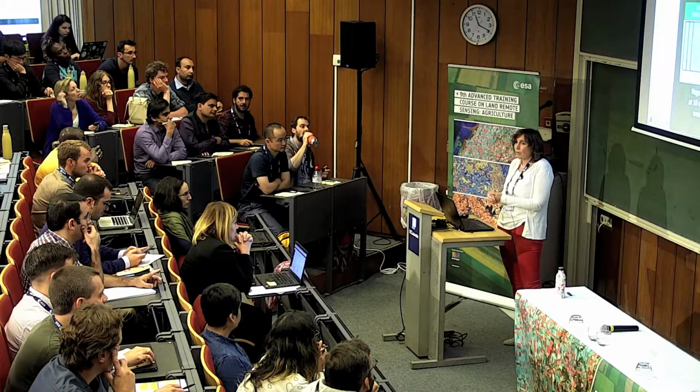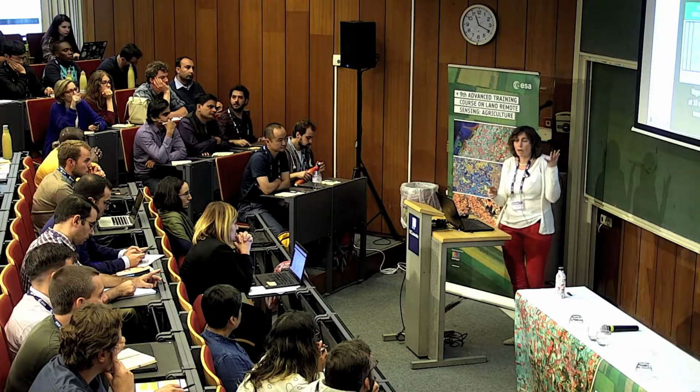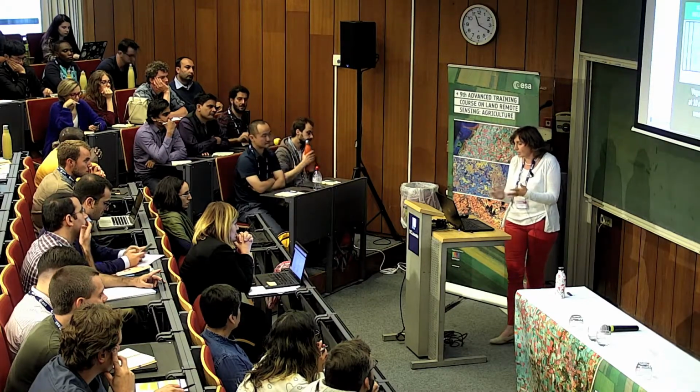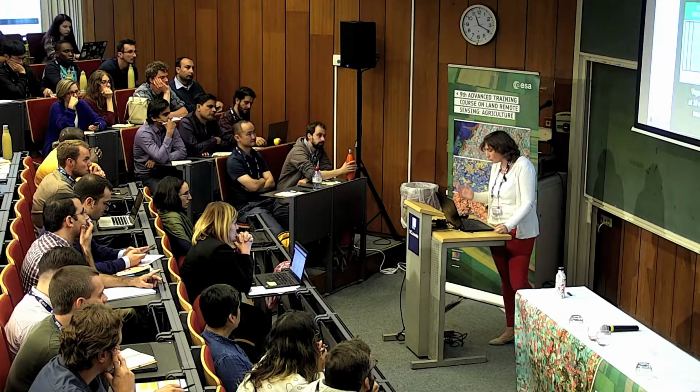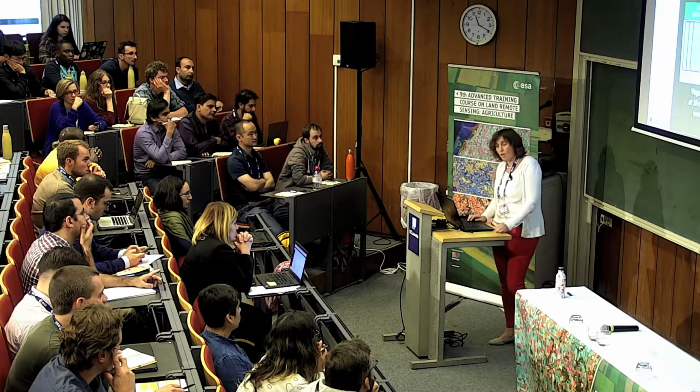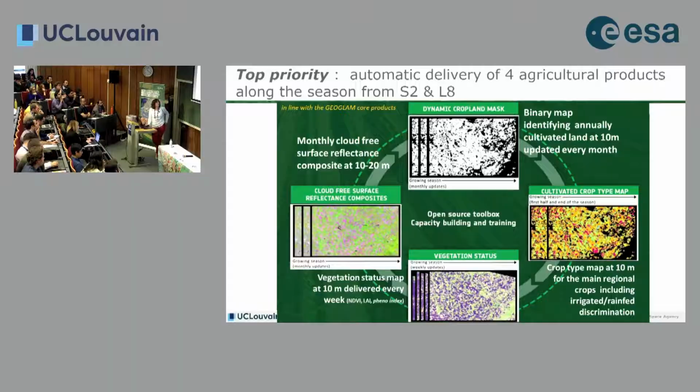If you are in an area where the cloud coverage is not an issue, I think that Landsat 8 shall be discarded because of the Sentinel-2A and B. So the 4 products are these. The first one are monthly cloud-free surface reflectance composites at 10 or 20 meters, depending on the bands. And then we have the cropland mask and the crop type map. We have already talked about it.